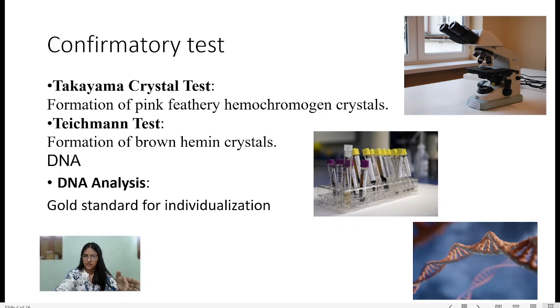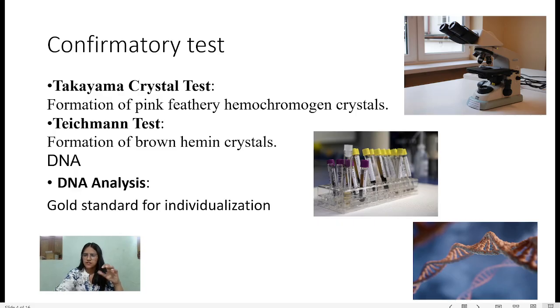Now, the Teichmann test. The Teichmann test works by transforming hemoglobin to heme crystals. These heme crystals are also known as hemin crystals. They form in the presence of glacial acetic acid and halide salts.